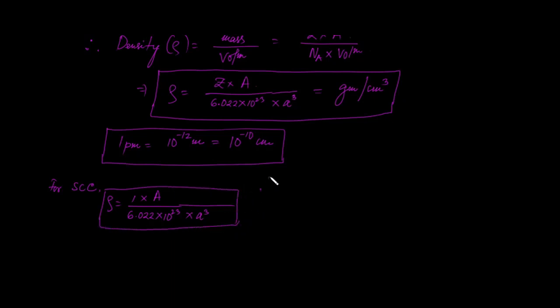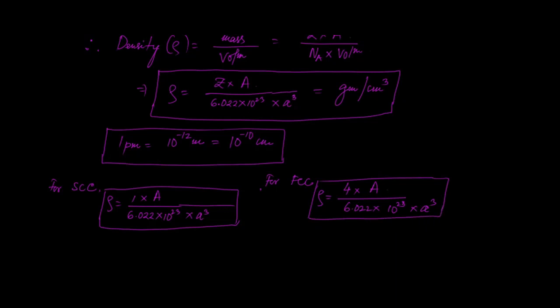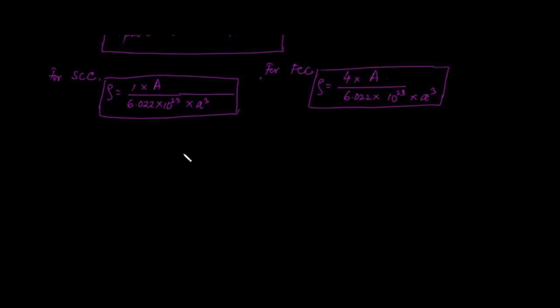Next, for face centered cubic, FCC, rho equals z, and the value of z is 4, so rho equals 4 A divided by 6.022 into 10 to the power 23 into a cube. This is for FCC. Next, for BCC, body centered cubic, rho equals z, and the value of z is 2, so rho equals 2 A divided by 6.022 into 10 to the power 23 into a cube. This is for body centered cubic.